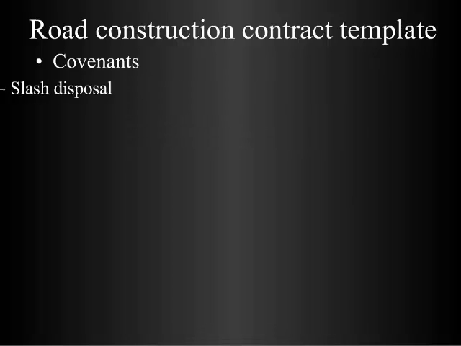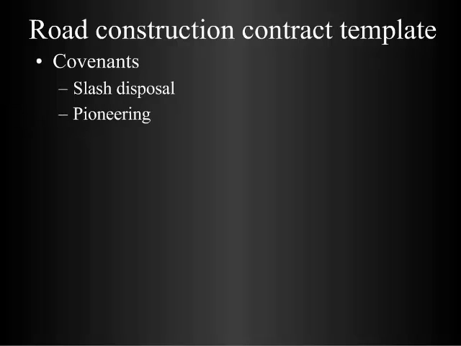And the covenants, slash disposal is a big one. How you want the roads built, how do you want the slash treated? Do you want the slash piled and burned? If so, you want to specify that it's piled in a manner that you can burn it safely without scorching trees. If you don't have it piled, you may want to have it scattered. You can specify that in the contract.